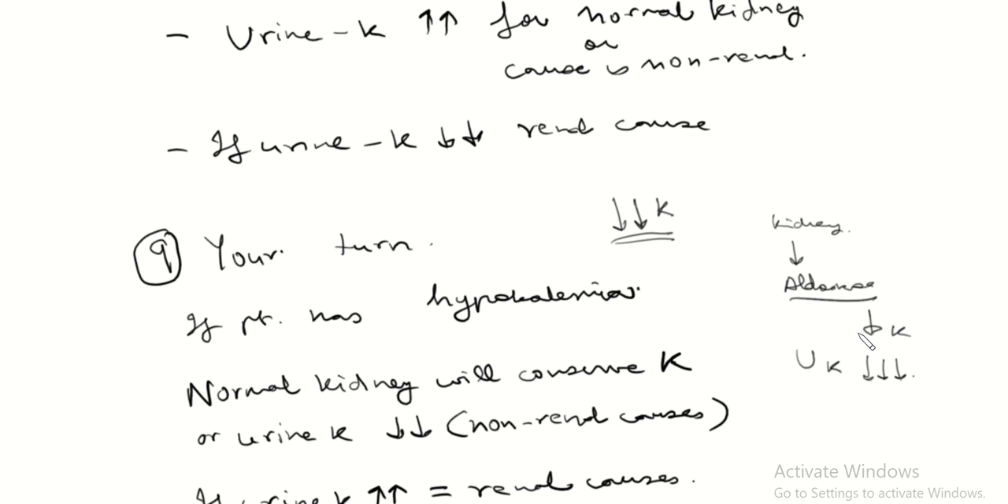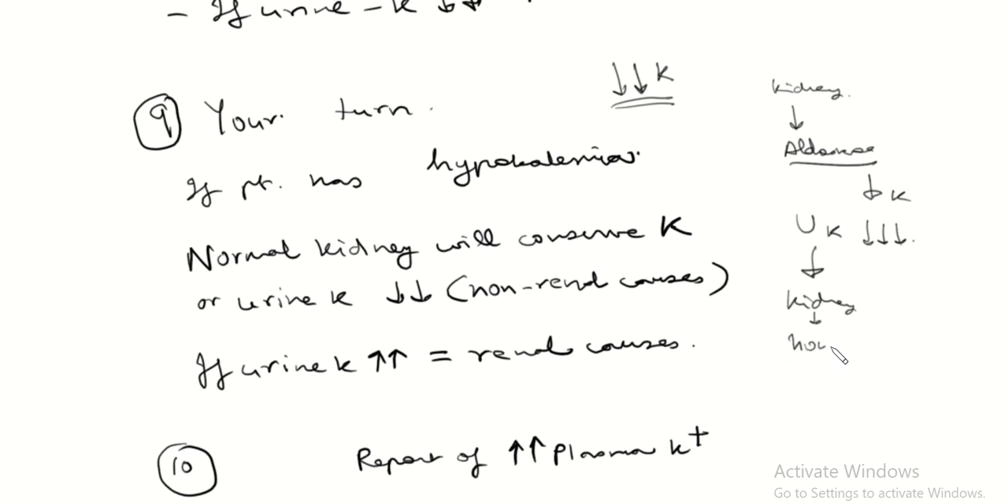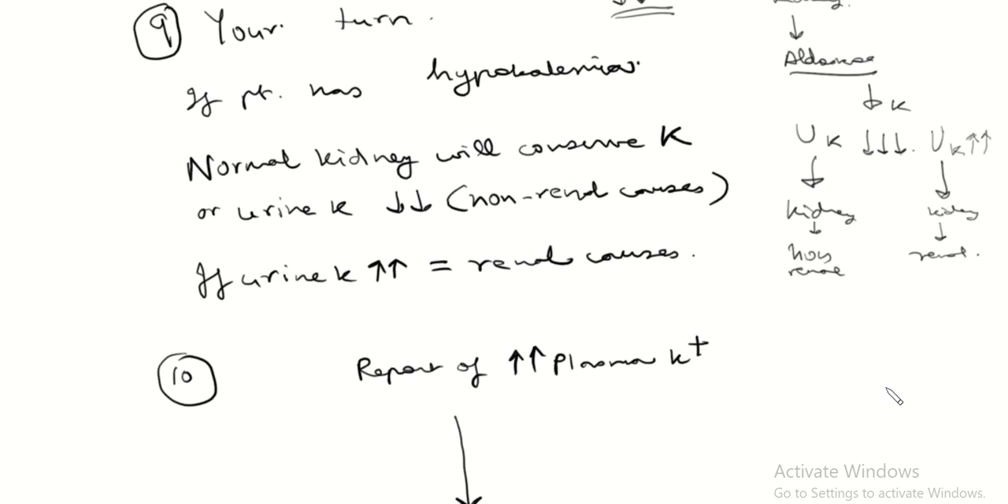Why? Because I don't want to pee out my potassium. I want to hold on to that potassium. So if my urine potassium is low in a hypokalemic patient, guess what? My kidneys are working exactly like they should. And so the hypokalemia is non-renal in etiology, or underlying cause. However, if my urine potassium is high, man, them kidneys are not holding on to my potassium, and the cause for the hypokalemia is renal.